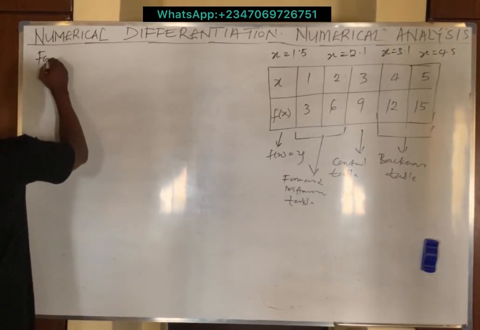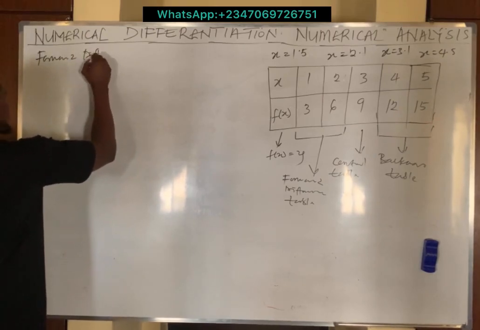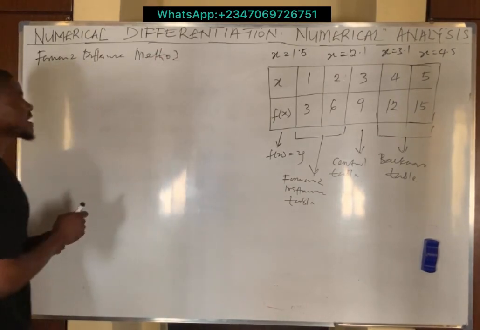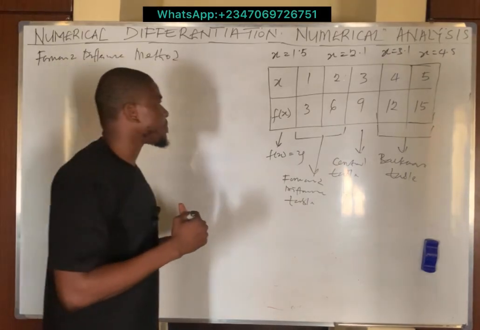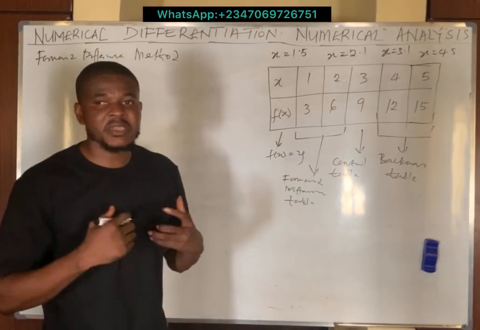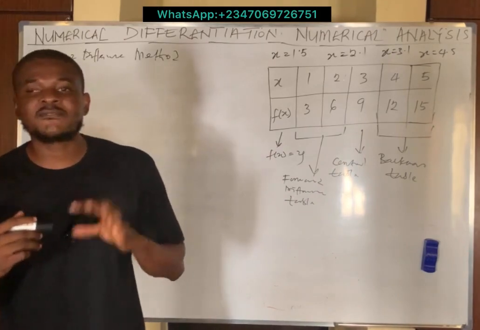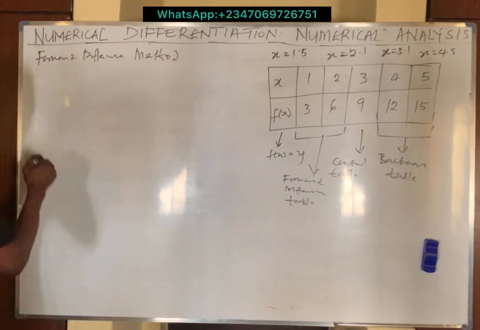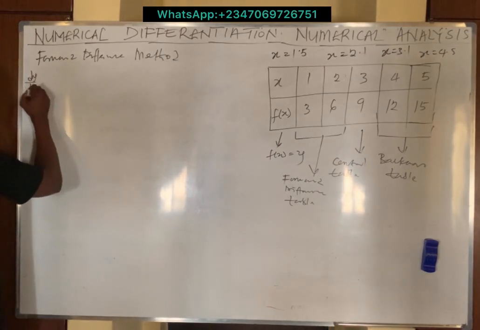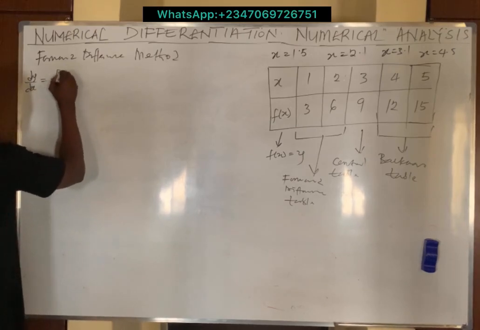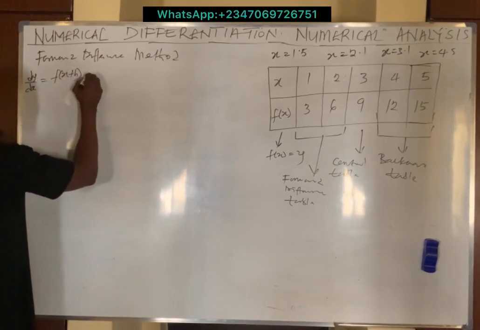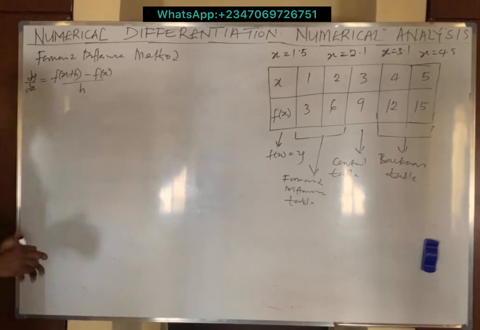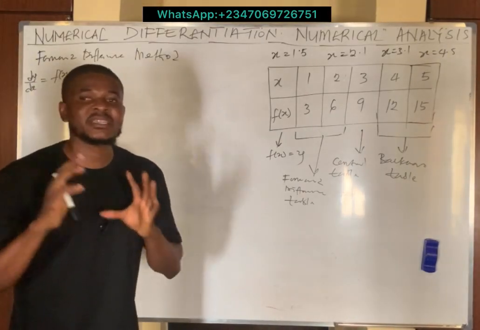Okay, what is then the forward difference formula or method? We have said that if the value of x to be approximated lies at the forward of the table or at the beginning of the table, we simply use the forward difference method. What then is the forward difference method? For the first derivative, dy over dx is given simply as f of x plus h minus f of x divided by h, where h is a term called a step size or simply interval.